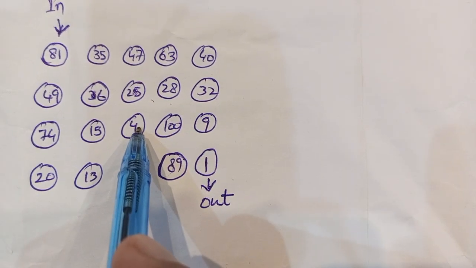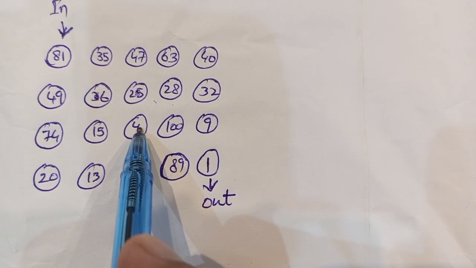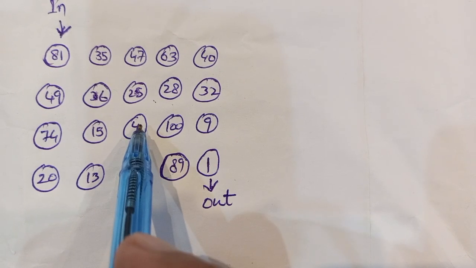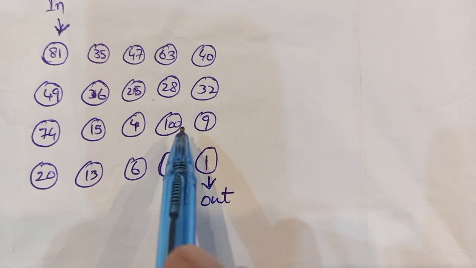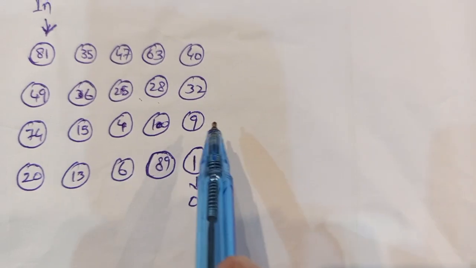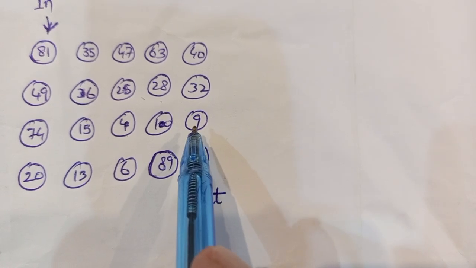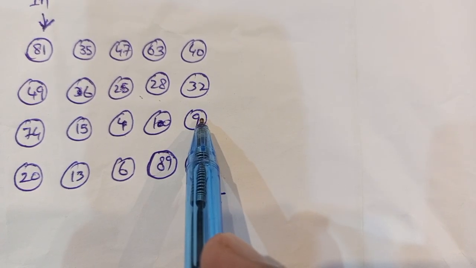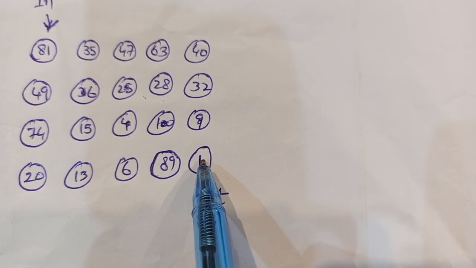And towards the downside, we have 4. 4 is a square of 2. And on its right, we have 100, the square of 10. And next, we have 9, which is a square of 3. And eventually, we make our way out of this puzzle by taking one.